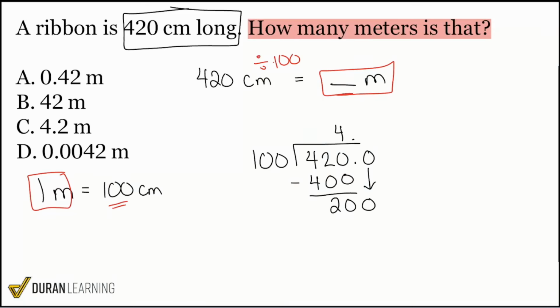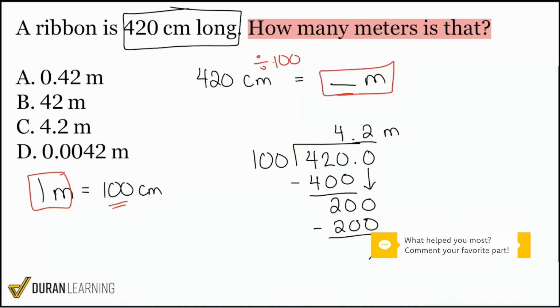And now, my party people, how many times does 100 go into 200? Yeah, that's going to end up being twice. So boom, we'll write that 2 right there. We'll subtract the 200, and we have no remainder. There we are, 4.2, and that is going to be 4.2 meters. And there it is. Answer choice C is the correct answer. And there we are, my party people.